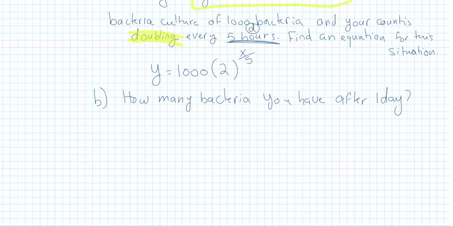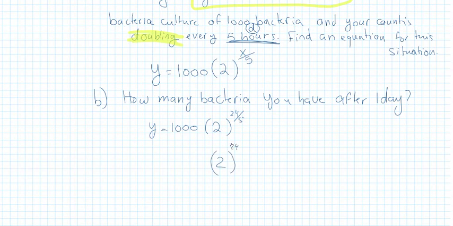Okay? So in this case, I will have y equals 1,000 times 2 to the power of 24 over 5. Does that make sense to you? And then what would be your answer for this? What do you do first? You just write the exponent first. All of you have good calculators, so you can actually do 2 to the power of 24 divided by 5, right? And then multiply by 1,000, right?